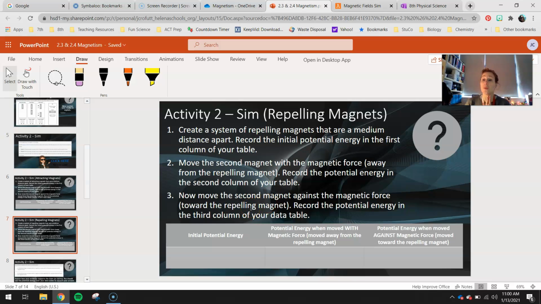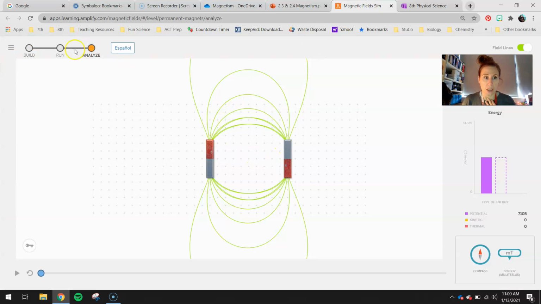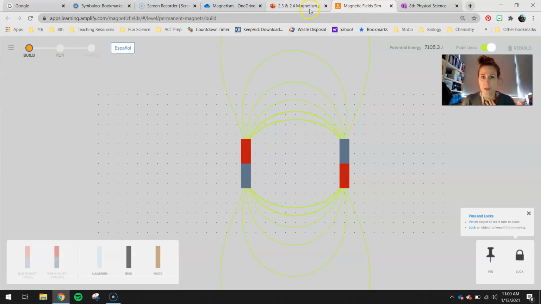So again, remember that if you're moving it with, you're doing what it naturally wants to do, and magnets naturally want to repel. So you're going to be moving that magnet away to get that second piece of data. Okay, you can use your same piece of data. I guess you have to do repelling magnets. You can't use the same piece of data, excuse me.